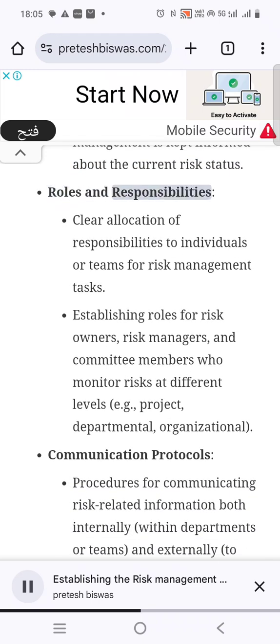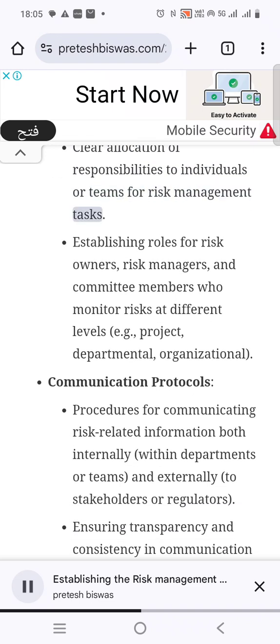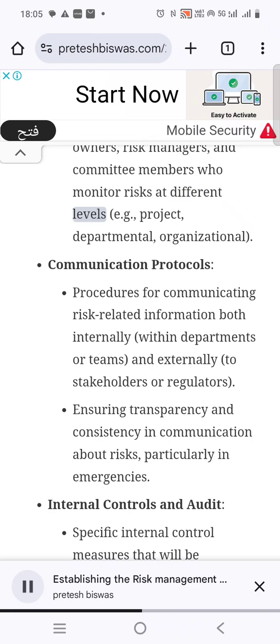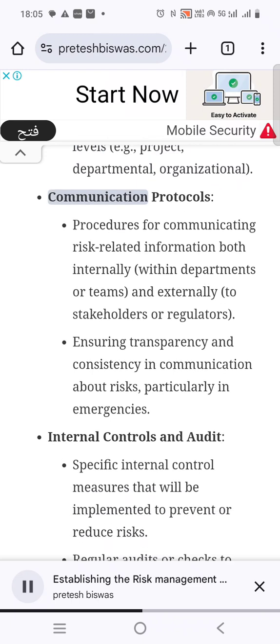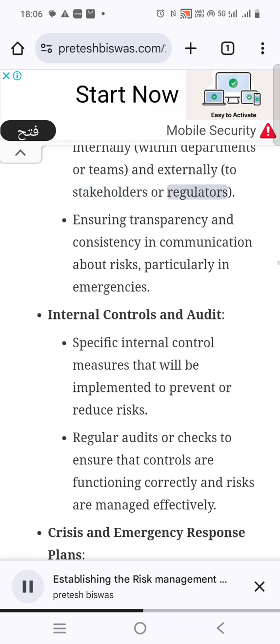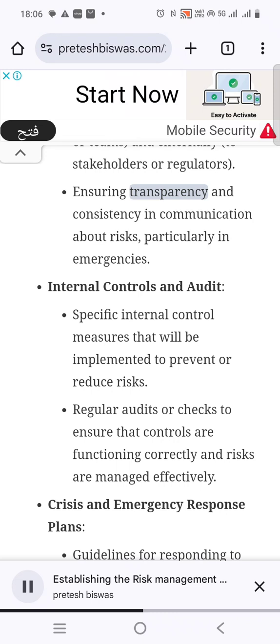Roles and responsibilities. Clear allocation of responsibilities to individuals or teams for risk management tasks. Establishing roles for risk owners, risk managers, and committee members who monitor risks at different levels, e.g., project, departmental, organizational. Communication protocols. Procedures for communicating risk-related information both internally, within departments or teams, and externally, to stakeholders or regulators. Ensuring transparency and consistency in communication about risks, particularly in emergencies.